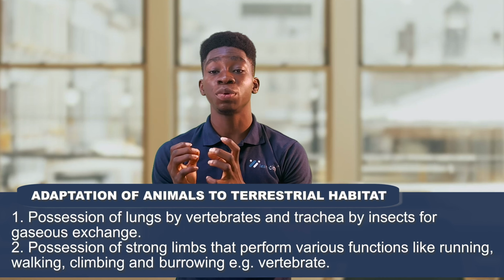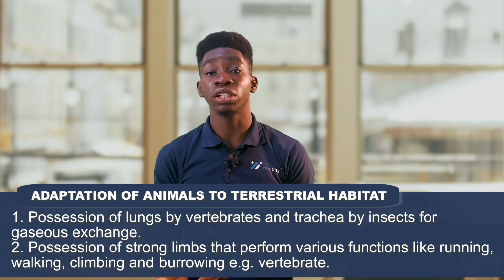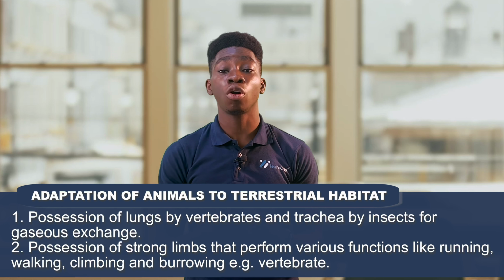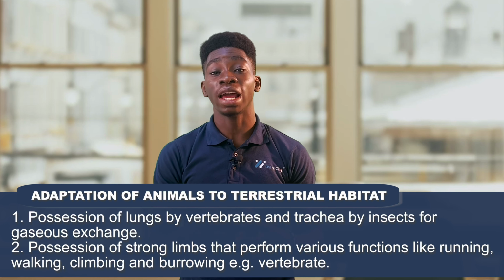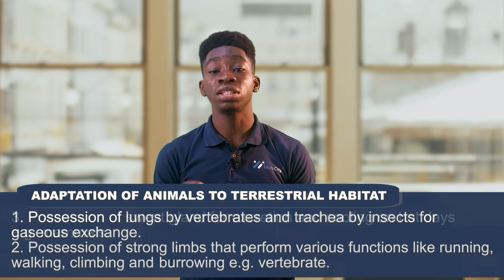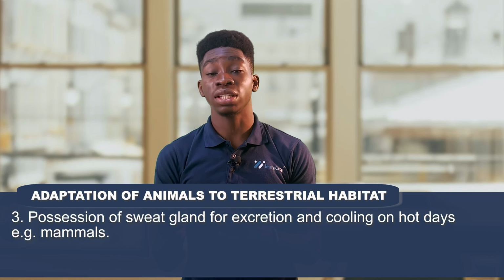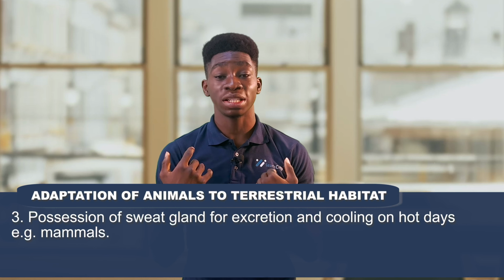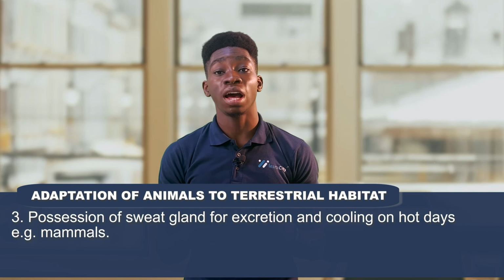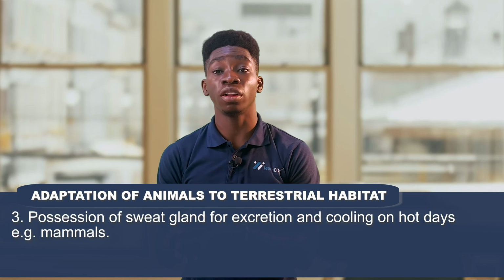Another adaptation is the possession of strong limbs that perform various functions like running, walking, climbing, and burrowing. For example, the vertebrates have what we call vestigial parts or limbs that enable them to perform various functions. Then another one is the possession of sweat glands for excretion and cooling on hot days. For example, the mammals. Human beings are an example of mammals. So when we sweat, that is just excretion and also for cooling the body on hot days. So that's an adaptation to survive in a terrestrial habitat.